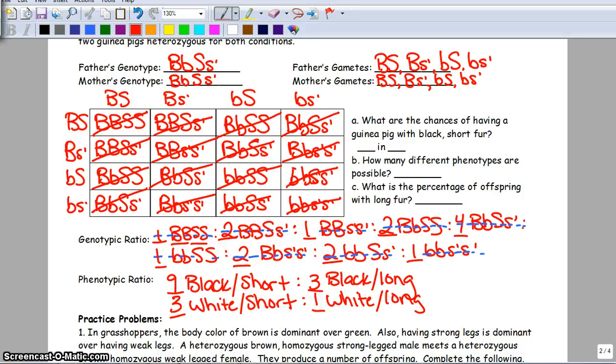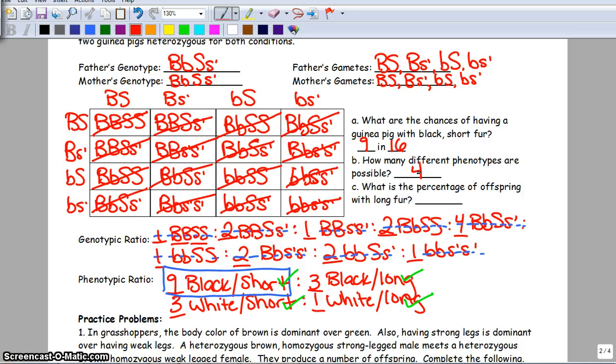Let's go back and look at our questions. What are the chances of having a guinea pig with black short fur? Let's take a look. Here we can see this represents black short fur, and we counted 9 of them out of a total of 16. 9 plus 3 plus 3 plus 1 gives us 16. So 9 in 16 chance. B, how many different phenotypes are possible? Let's take a look. We have 1, 2, 3, 4. So there are 4 different options.